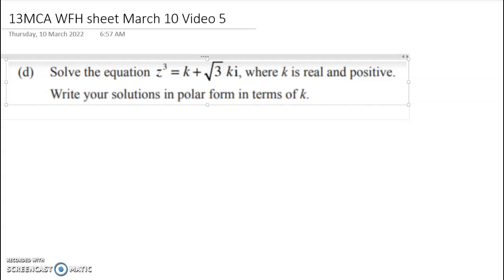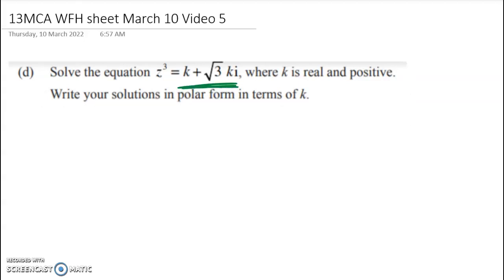Kia ora. This question from the Working at Home sheet is another example of where we have to use de Moivre's theorem to find the roots of an equation. So we need to be working in polar form. The first step here is to take this complex number and to get that into polar form. So I'm going to do that using a quick sketch.